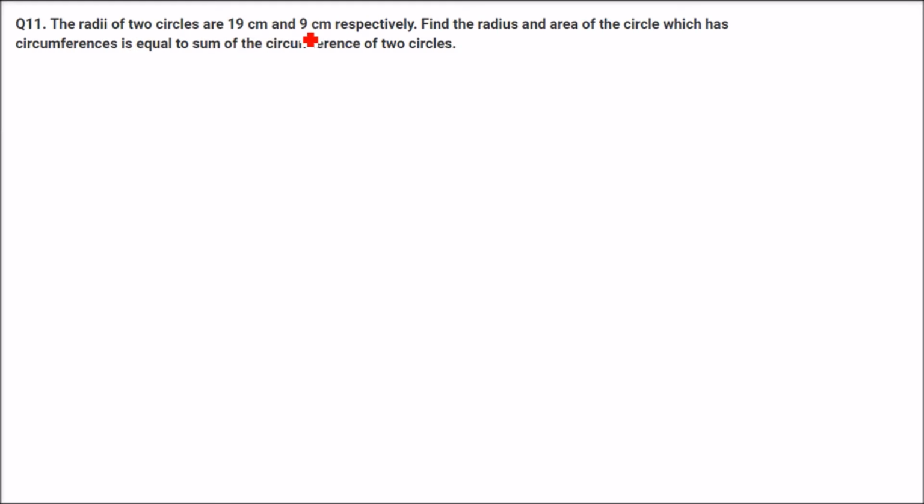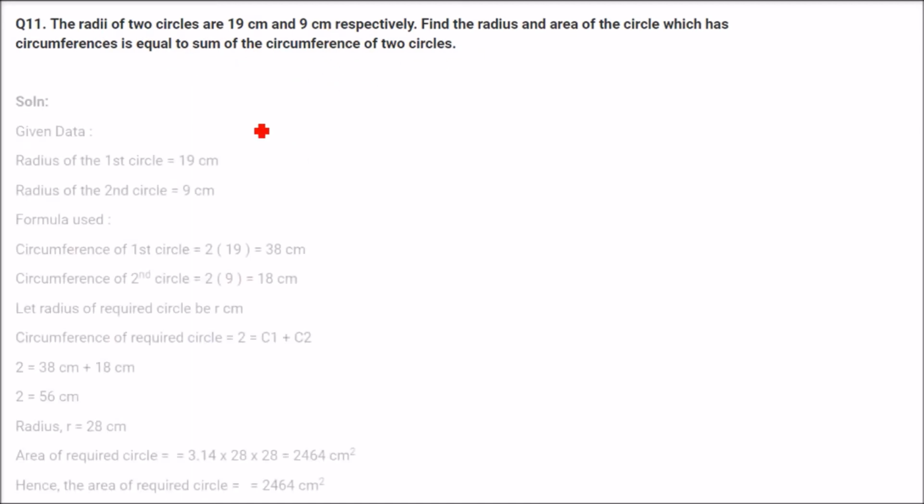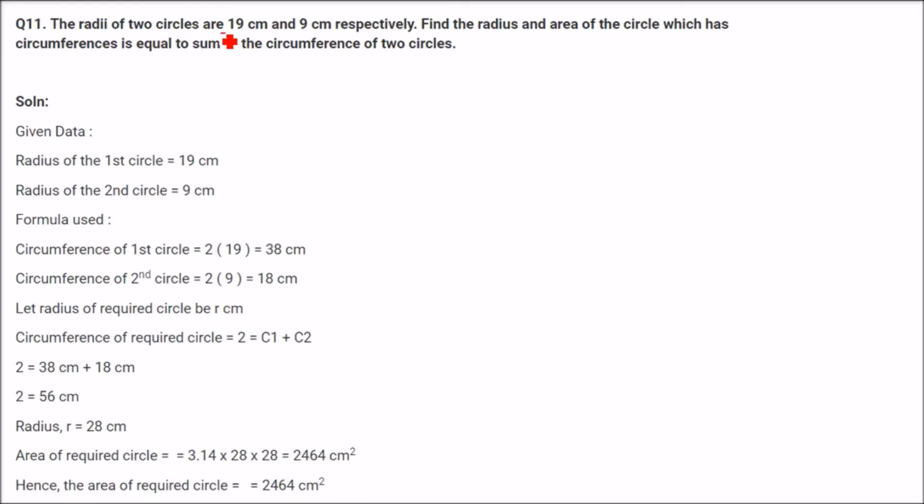The radii of two circles are 19 and 9 centimeters. Find the radius and area of a circle which has its circumference equal to the sum of the circumferences of the two circles. So the circumference of the first circle is 2 pi r1, where r1 is 19. Then 2 pi r2, that is the radius 9 centimeters. We have to find the circle whose circumference is equal to the sum of these. So this will be 2 pi r.